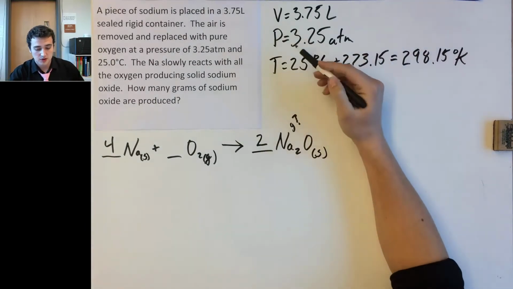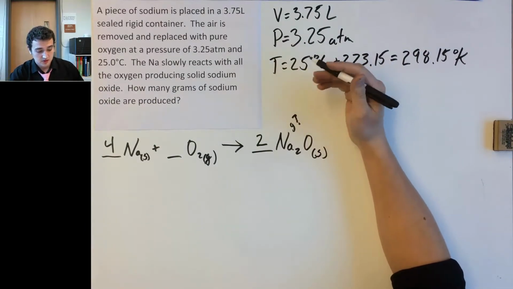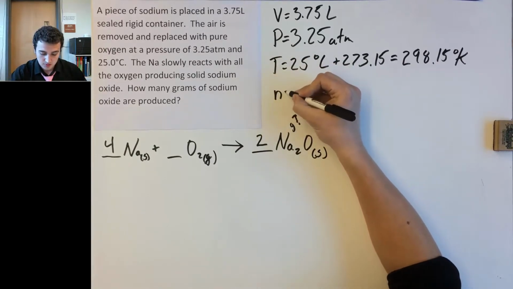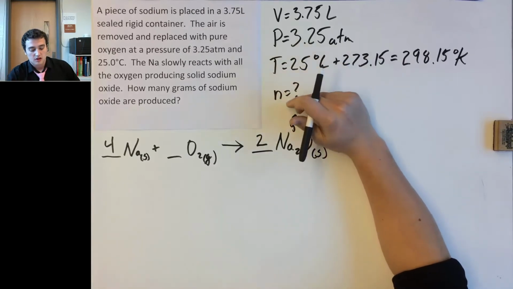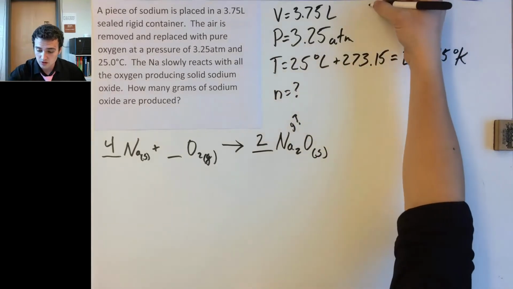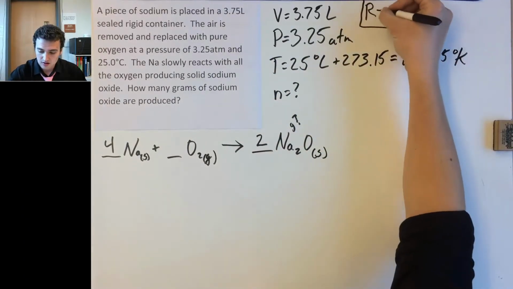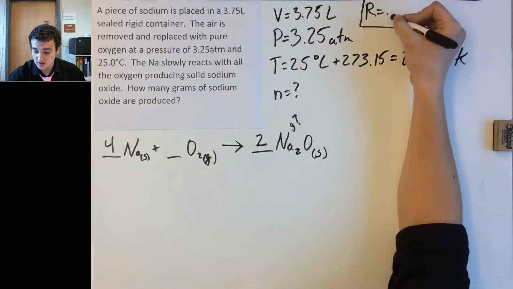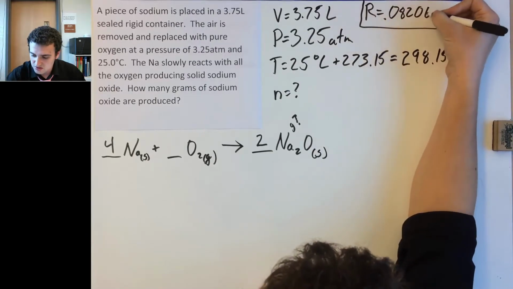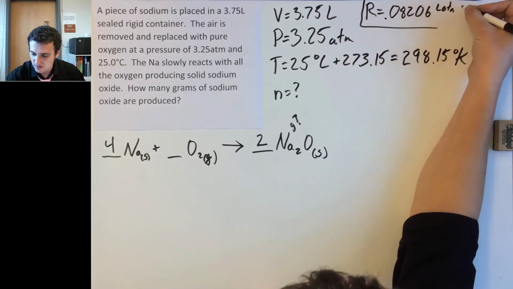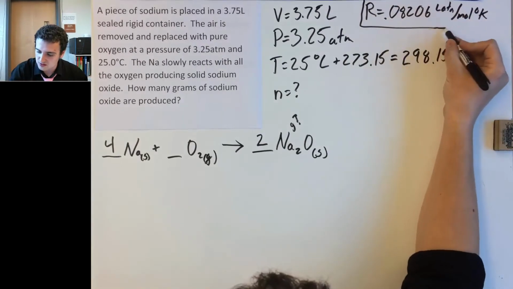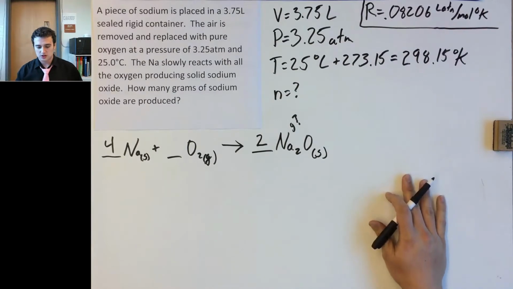Okay, so I see that I have a pressure, a volume, and a temperature. So this also tells me that I have everything I need except for the number of moles of something in order to use the ideal gas equation. Of course, we always have R, the ideal gas constant, which in atm is 0.08206 liters atm per mole Kelvin. And that's just a constant we use in the ideal gas equation.